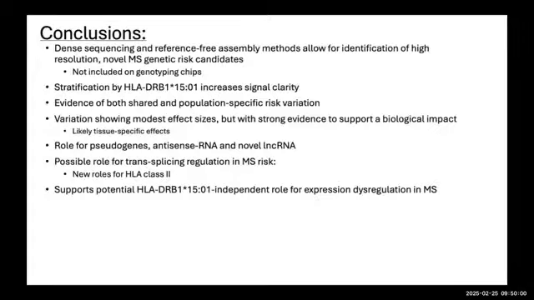Also, there are quite a few pseudogenes, some antisense RNA, and some novel long non-coding RNA coming out of our loci, which again opens up another level of expression variation that we may not have been thinking about with MS previously. And then this potentially long-range splicing regulation of class 2 is another novel aspect we're starting to think about. Overall, this really supports a potential for DRB1*15:01 independent expression dysregulation in MS.